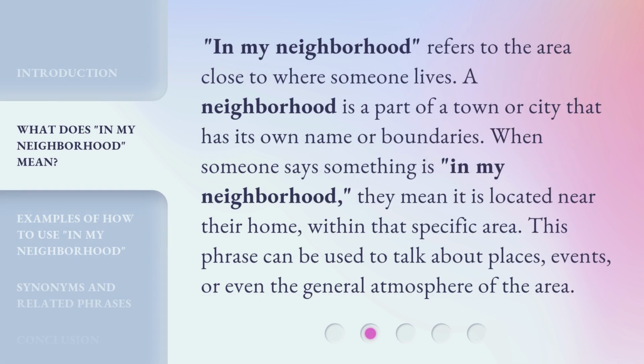"In my neighborhood" refers to the area close to where someone lives. A neighborhood is a part of a town or city that has its own name or boundaries. When someone says something is "in my neighborhood," they mean it is located near their home, within that specific area. This phrase can be used to talk about places, events, or even the general atmosphere of the area.